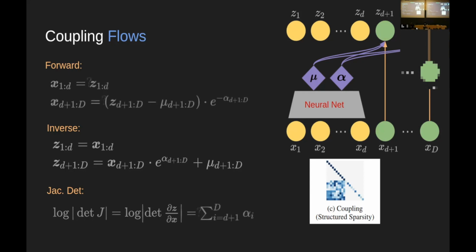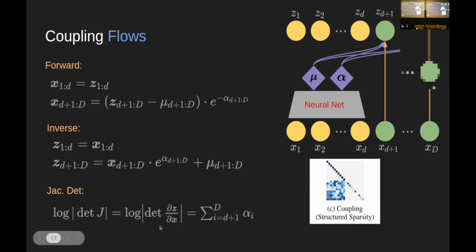The solution is here. This part shouldn't be too difficult. The identity transform part is trivial. It's still the identity transform. And this one is not too difficult. You can move mu to the other side and then divide by e to the alpha, and you get this. And then the Jacobian determinant.